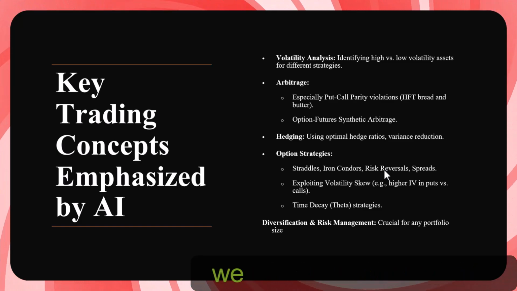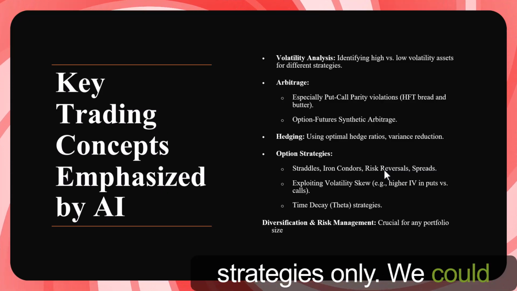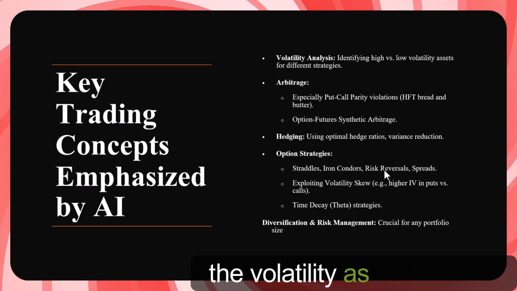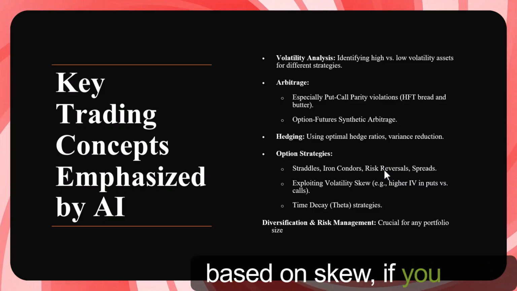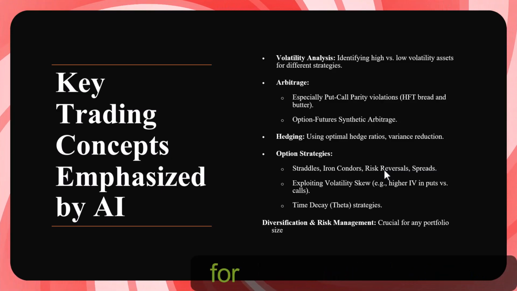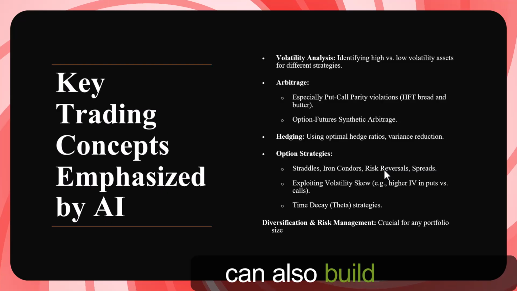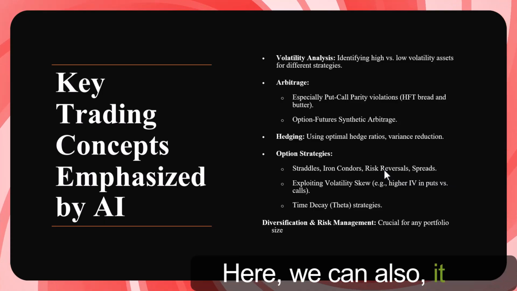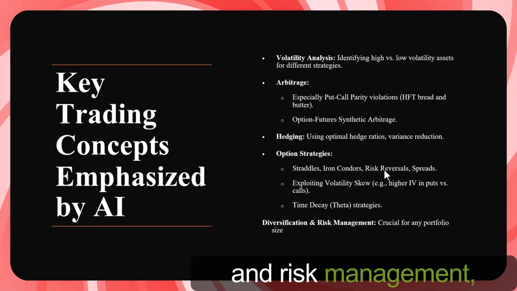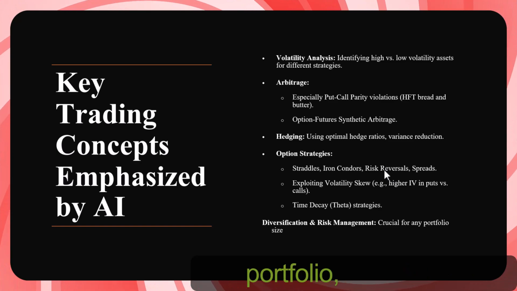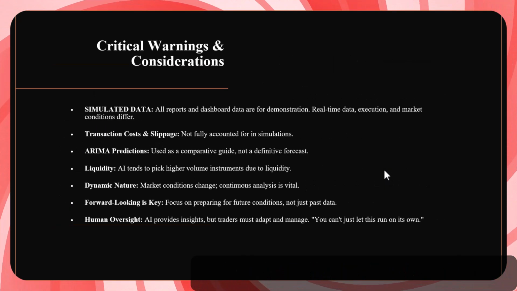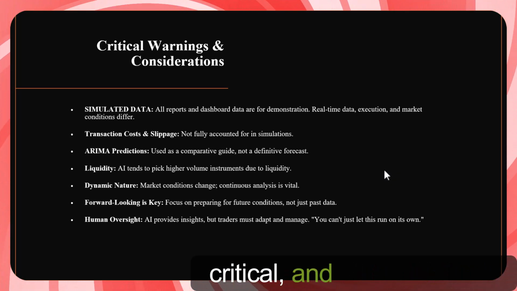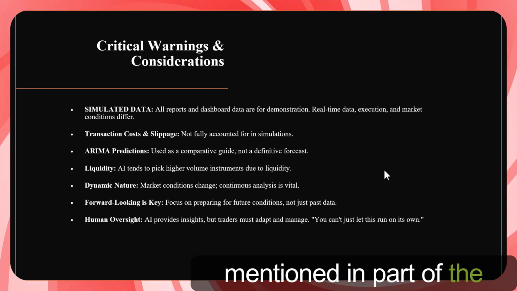I mean, also we could focus on option strategies only. We could build out straddles, iron condors, risk reversals, or spreads. We can exploit the volatility as mentioned based on skew, if you have a higher implied volatility for puts versus calls. We can also build strategies around theta, which are time decay strategies. Here it will also suggest the diversification and risk management, which is crucial for any portfolio or any sub portfolio. Also, the important thing for you to take away from this is the critical warnings, and it's critical, and considerations as well, which are mentioned as part of the summary reports.